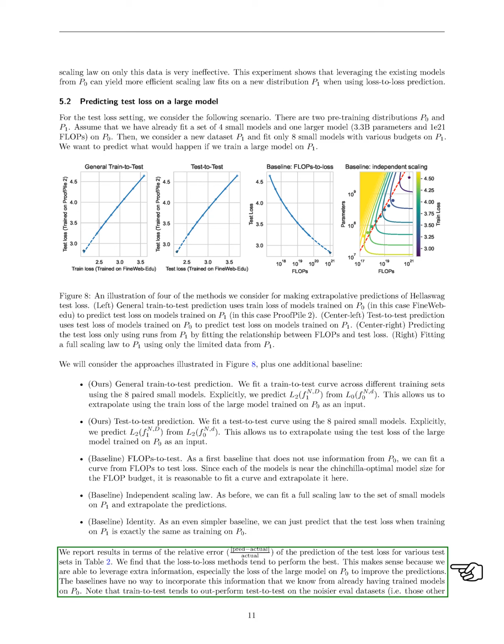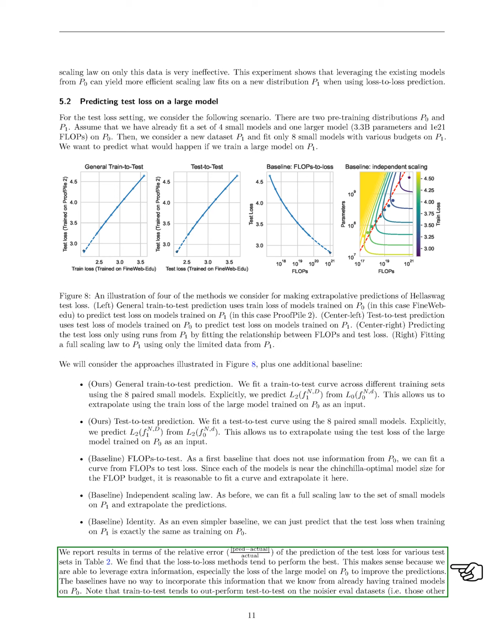We observe that train-to-test predictions often outperform test-to-test predictions, especially on noisier evaluation datasets, because using a more stable variable for predictions reduces variance. In our discussion, we summarize our key findings, limitations, and future research directions. We conclude that loss-to-loss fits with shifted power laws effectively describe trends across different pre-training datasets and tasks, allowing for reliable extrapolation. These predictions are scientifically valuable as they shed light on how training data influences model performance and scaling.